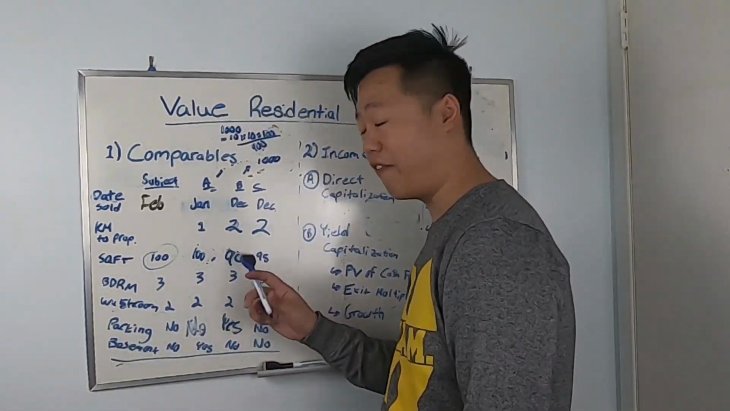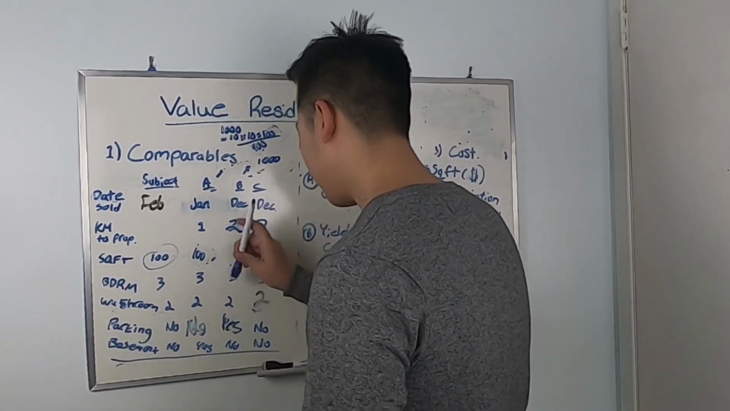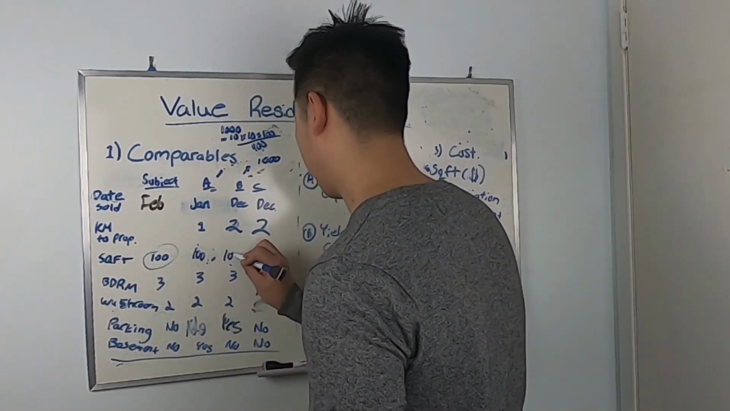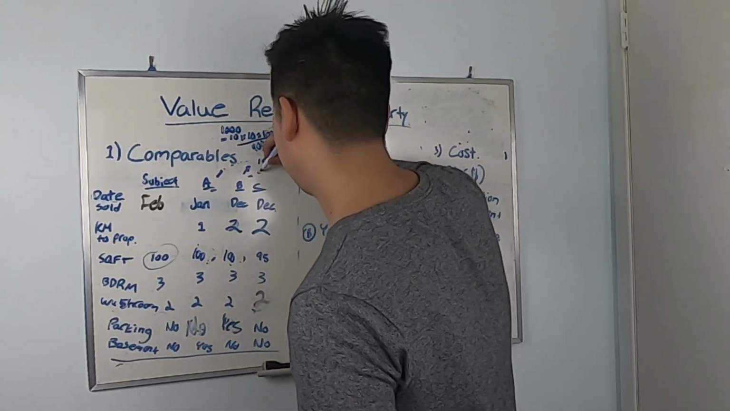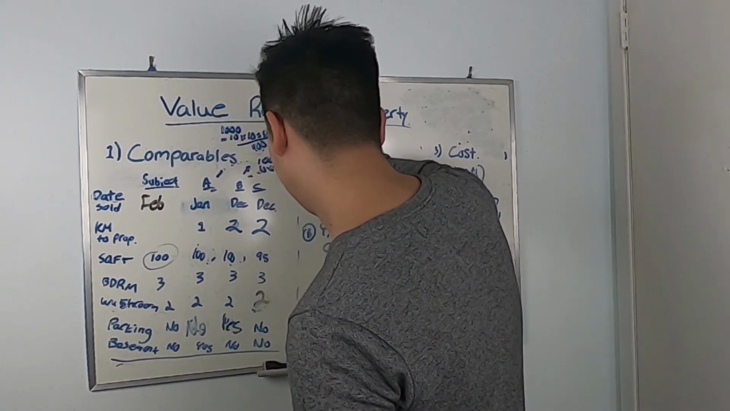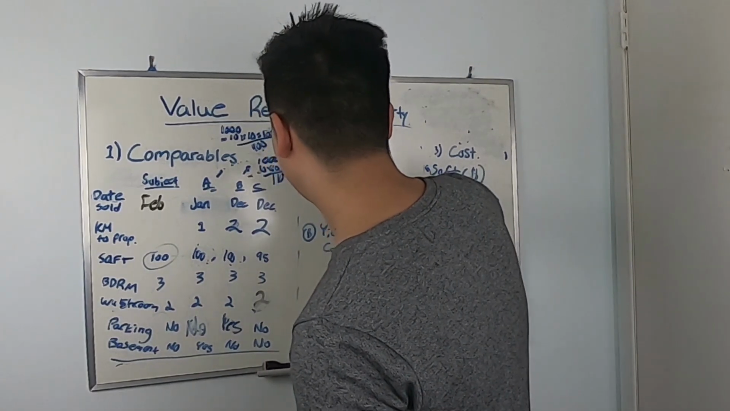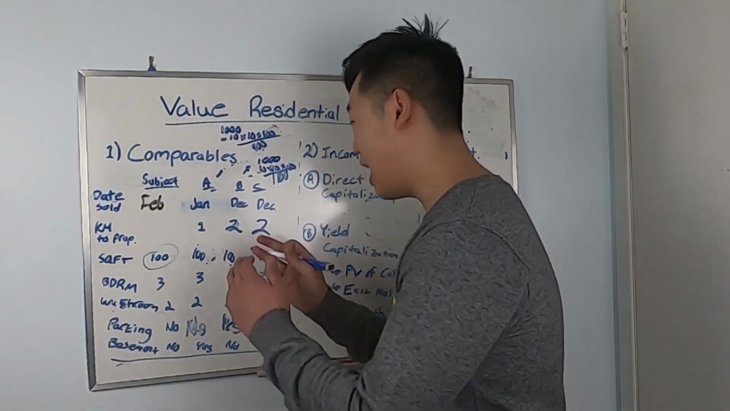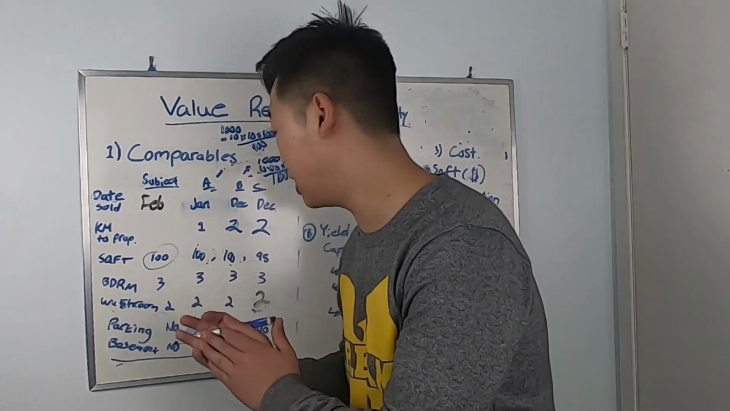To turn this square feet to 100 and make it comparable with the subject property, every additional square feet is going to add $10 in value. So 10 times 10 equals 100. So B is going to be worth 1,100 now, right? And that makes it more comparable to the subject property.